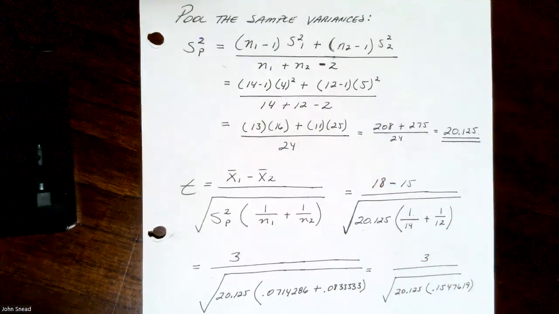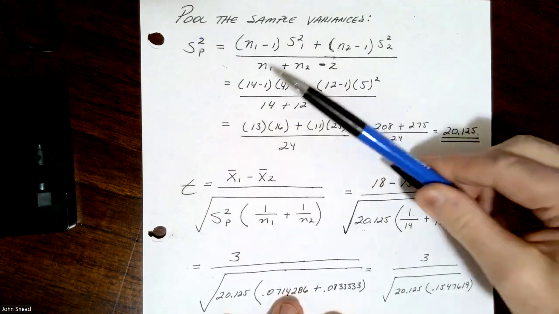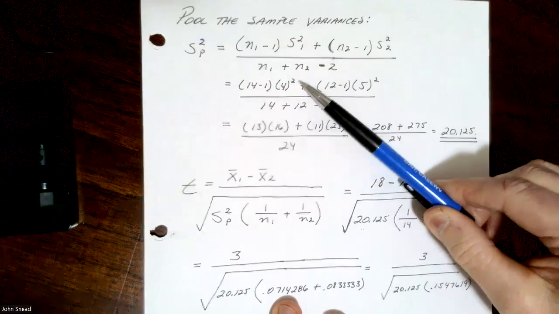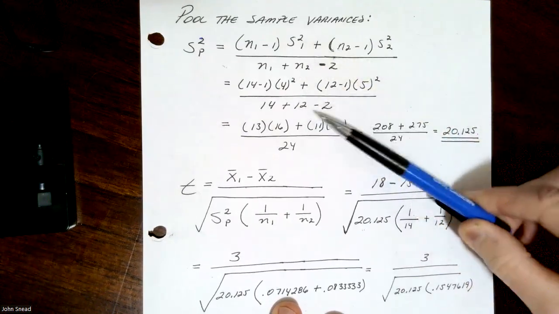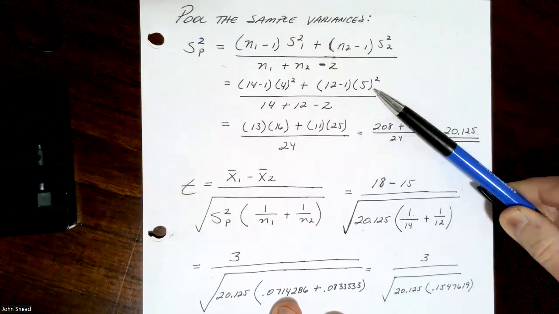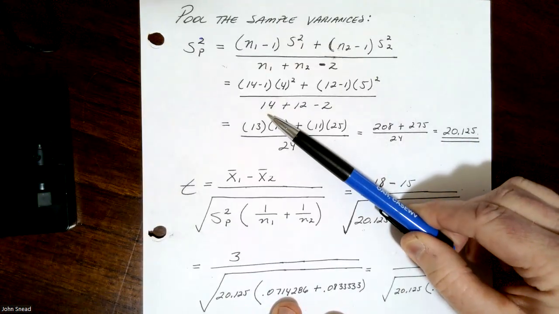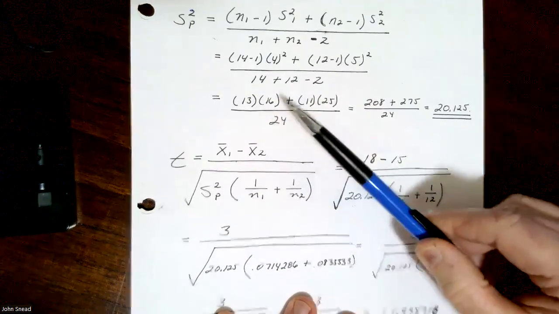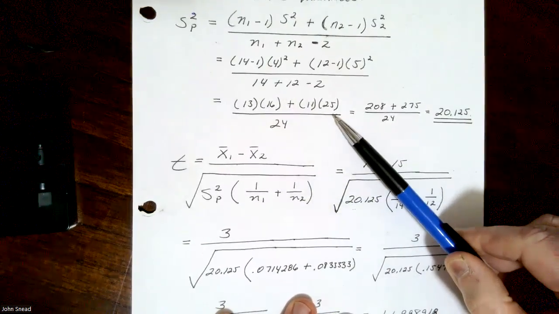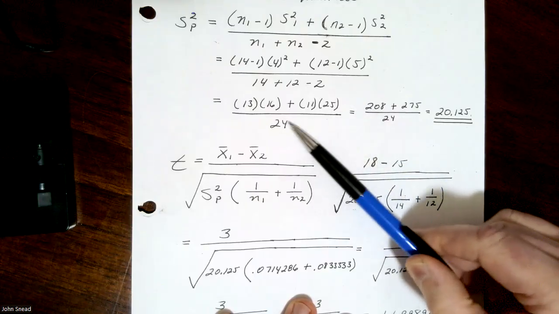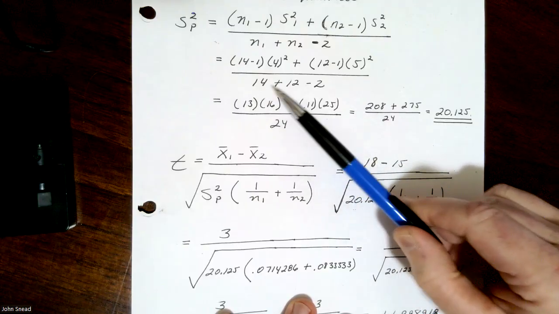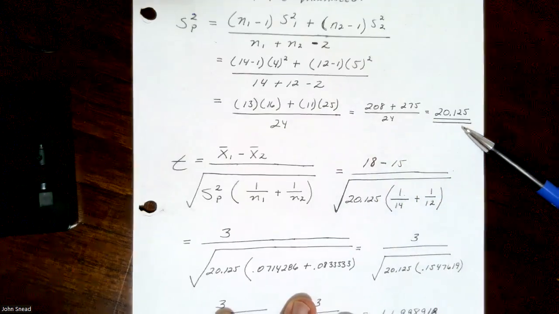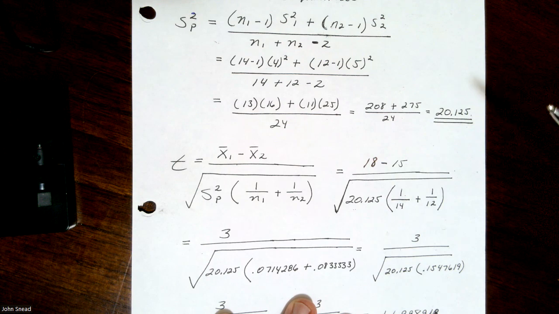So here for group A, we had 14 participants. Make sure that's right. Yep, that's right. So we're going to subtract the 1. The standard deviation was 4, and we square that to get the variance. Plus 12 minus 1 times 5 squared, over the 14 plus 12 minus 2. So we end up getting 13 times 16 plus 11 times 25, over the sample size minus 2. So it's going to be 14 plus 12, 26, minus 2 yields 24. And we get a final answer of 20.125.